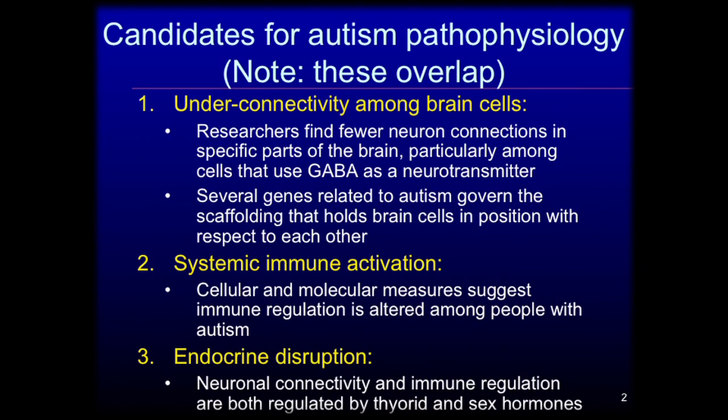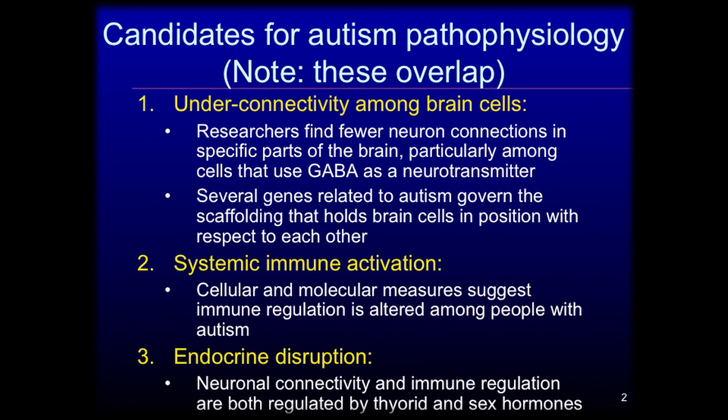But another reason is that GABA-mediated neurons play some fundamental roles in the synaptic patterning that happens during neurodevelopment. So it's a big teaser to have that finding. And then several of the genes related to autism govern the scaffolding that holds brain cells in position with respect to each other, and for the synaptic, so like when people talk about SHANK and the neuroligin and the neurexin, and I can't pronounce those, that's what those are.